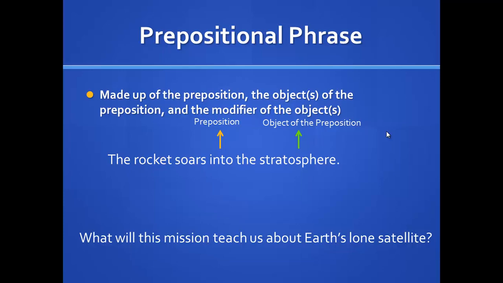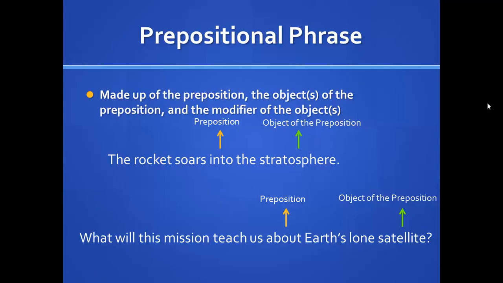What will this mission teach us about Earth's lone satellite? Again, step 1, find the preposition. Go ahead and take a moment to do that now. I hope that you said the preposition is about. Step 2, find the object of the preposition. I hope you thought about this carefully. Did you say satellite? If so, you were correct.